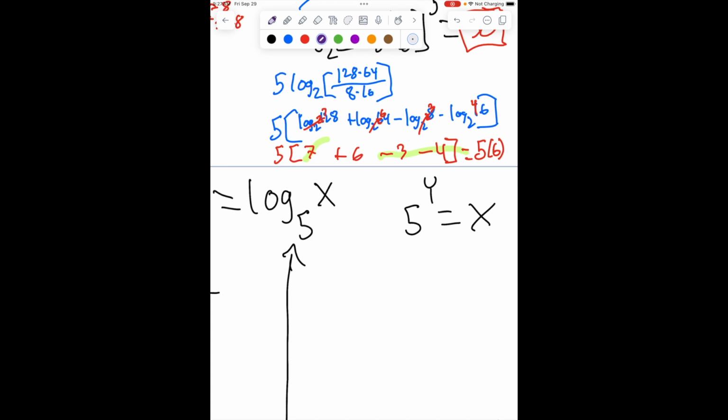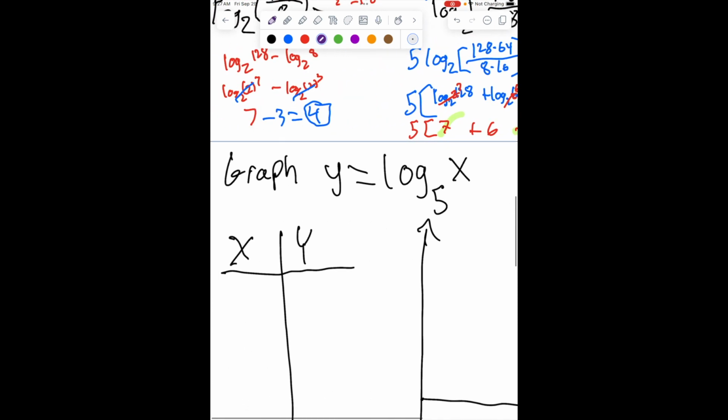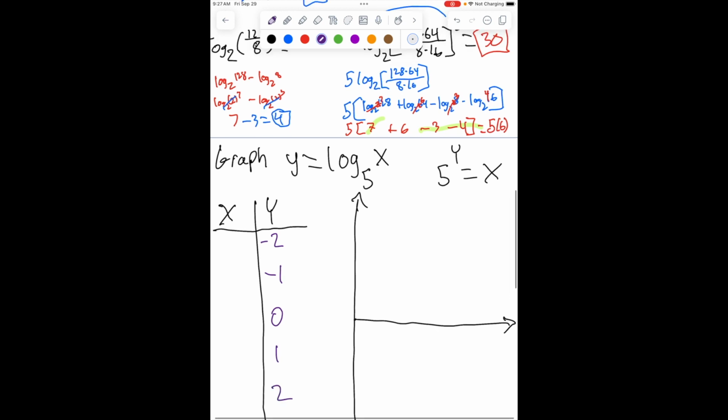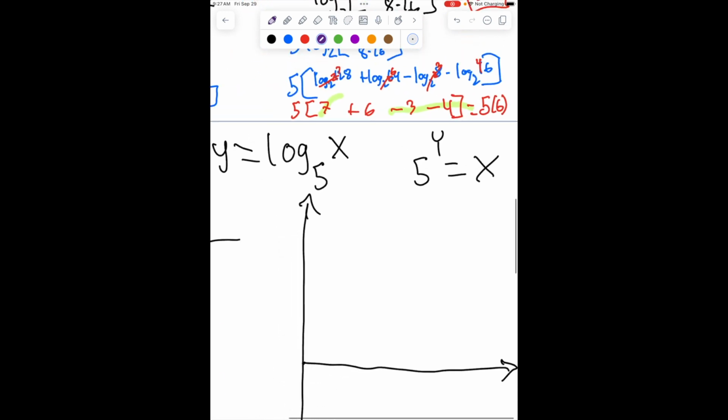And so what I'm going to do is pick some y values that I know, so that I can determine what the x is and then potentially graph that. So 0, 1, and 2. Again, I'm looking right here at 5 to the y equals x.